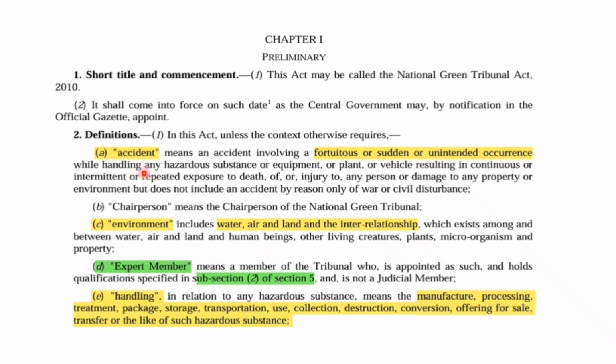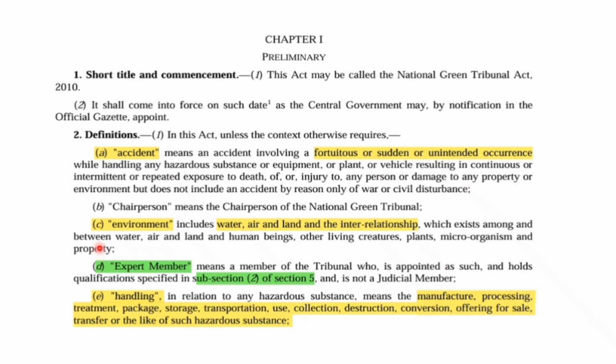Now let's start with Chapter 1 of the NGT Act 2010. Chapter 1 is about the preliminary. It consists of two sections. The first one is short title and commencement. The title is National Green Tribunal Act 2010, and commencement we already saw in the first slide, that is 18 October 2010. Then coming to the definition clause, it consists of definitions from clause A to O.